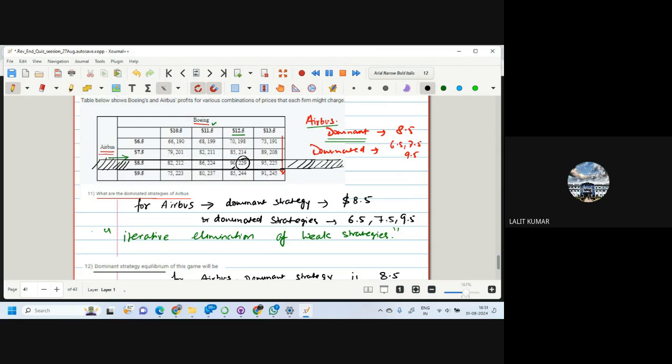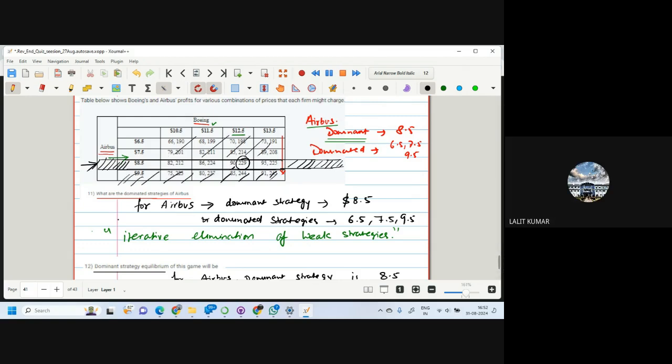Thanks a lot. Thank you so much. So the trick is simple: if you find a dominant strategy for any player, or maybe 1 or 2, whatever the case may be, you simply eliminate the other rows and you get a smaller table, you play that table. Thank you so much.